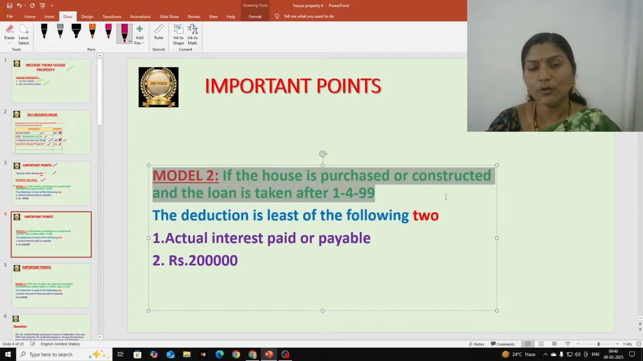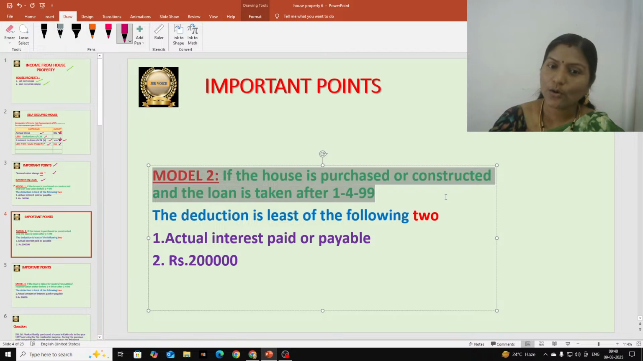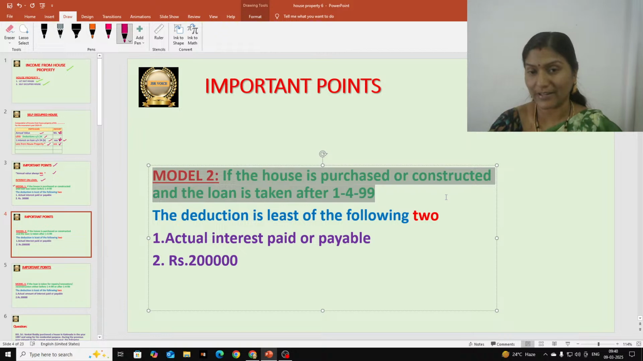1-4-99. So for what purpose did he take the loan? For purchasing the house or for constructing the house. And when did he take the loan? After 1-4-99. Okay, the date is very important. The purpose is the same for model 1 and model 2, but in model 1 the loan was taken before 1-4-99, whereas in model 2 the loan is taken after 1-4-99. We should see the question, and whichever we can apply, model 1 or model 2, we should apply that.